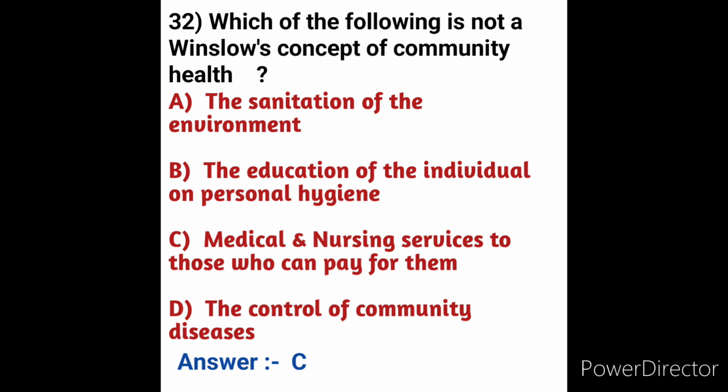Here, what is not included in Winslow's concept of community health is option C, medical and nursing services to those who can pay for them. Option C is the correct answer. Next, move on to question number 33.